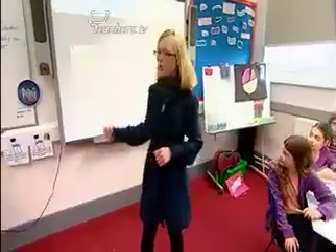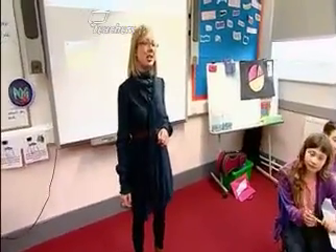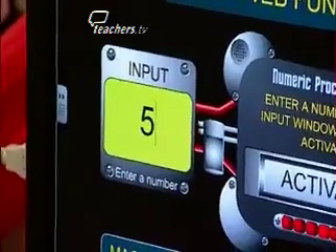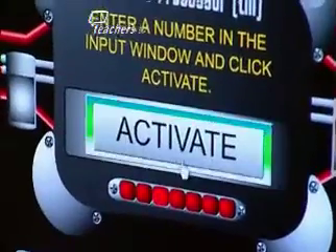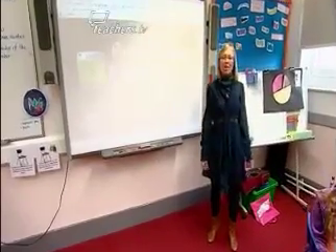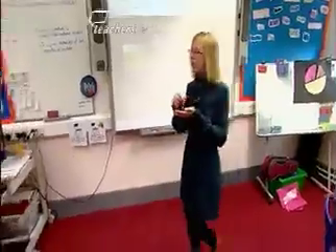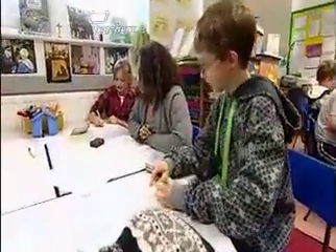We need an input number. Could we have a single digit input to begin with? Jerry? 5. We're going to activate our function machine, and something is going to happen to our number. The output is 0.5. Could you write on your whiteboards what you think might have happened in our function machine?